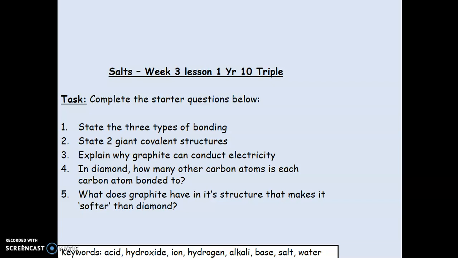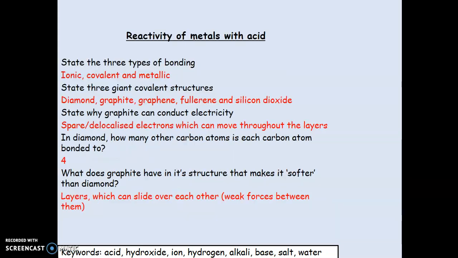If you want to pause the video just now and have a go at the 5 questions on the PowerPoint, and then we'll quickly go through them. They summarise some of the key things from last lesson. Okay, hopefully you've had a go at those. So, 5 questions based on last lesson.